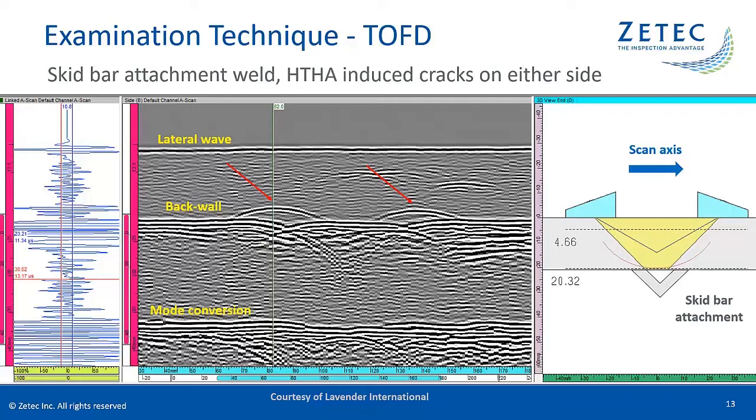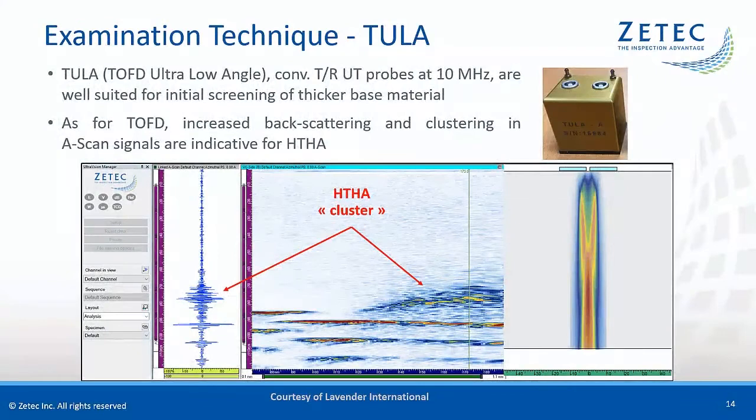Using this TUFT configuration, we can clearly see that there are actually 2 ID cracks, one on either side of the attachment. For components with a wall thickness over 50 millimeters or 2 inches, the TUFT technique becomes less effective because of the combination of beam divergence and long sound path.